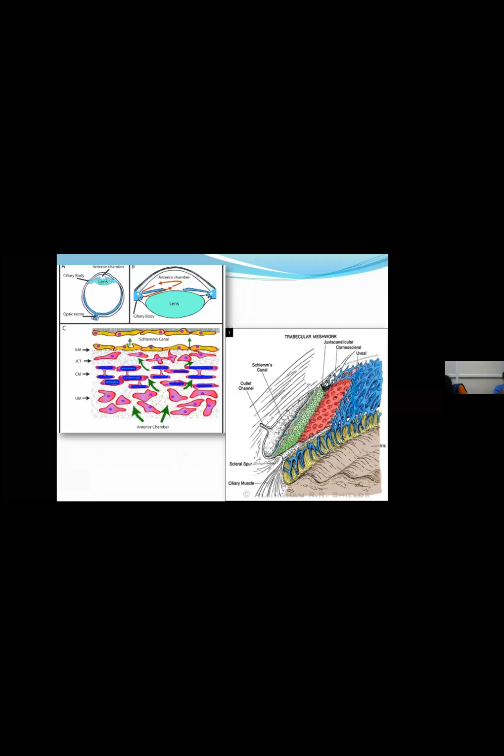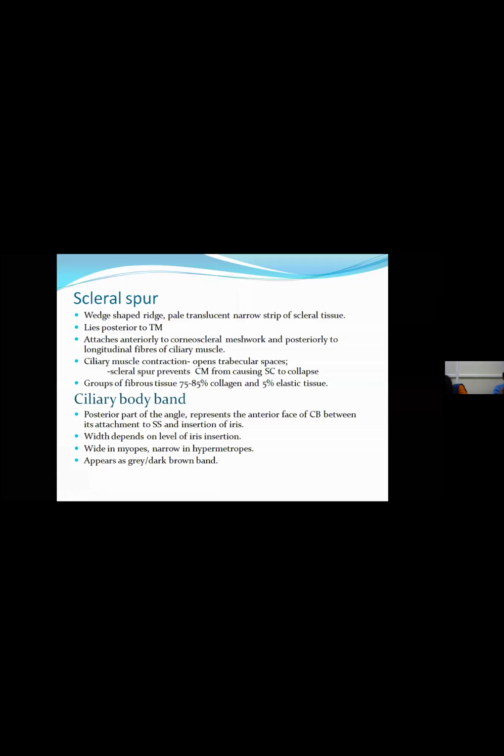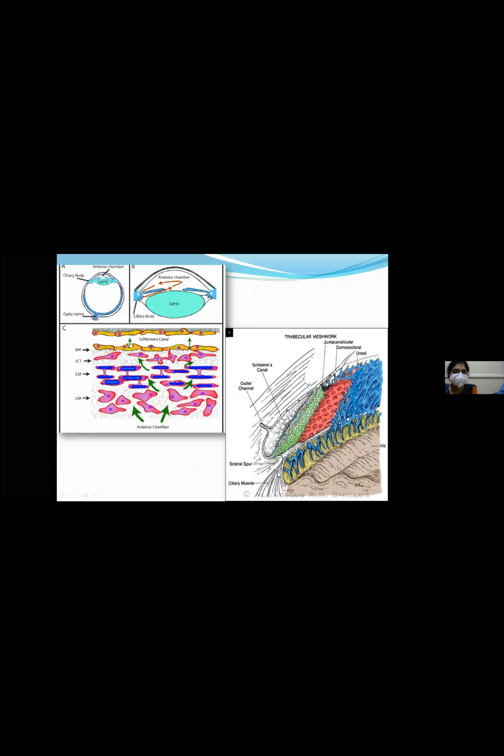And the ciliary body band is the posteriormost part of the angle. It represents the anterior face of the ciliary body between its attachment to the scleral spur and the insertion of the iris. So this is the ciliary muscle and its anteriormost part is the ciliary body band.